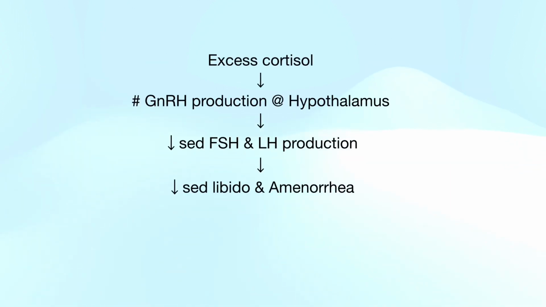Impaired gonadotropin releasing hormone production due to excess cortisol results in decreased FSH and LH production. That may be a cause for decreased libido and amenorrhea.